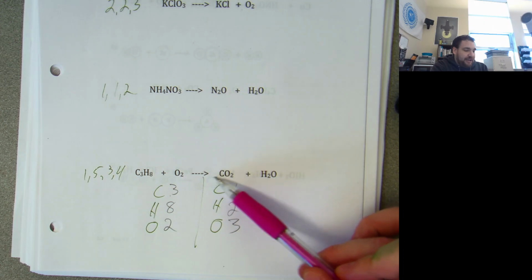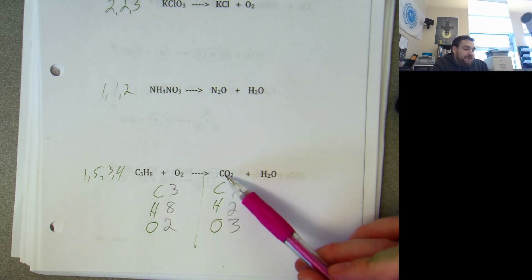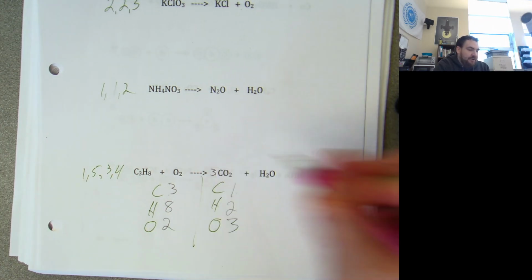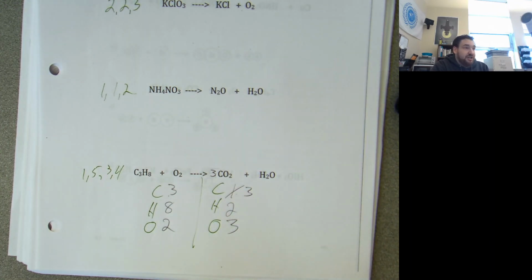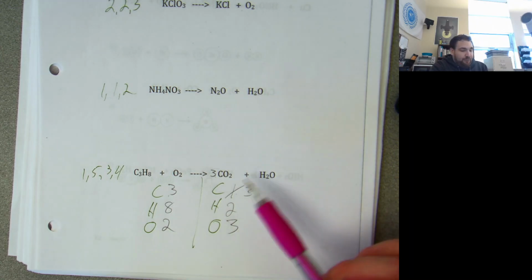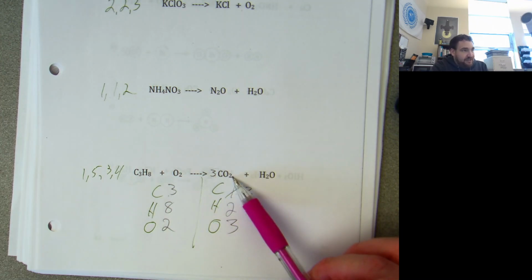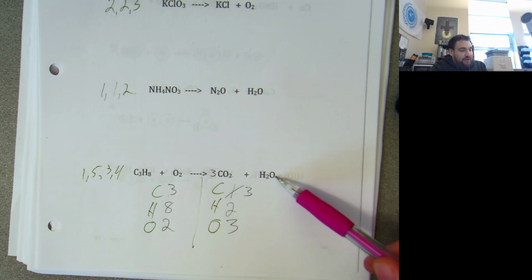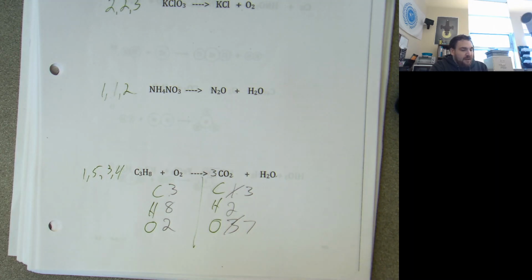I need to put a number here so that I get 3 carbons. The carbons are coming in groups of 1, so if I just toss a 3 there, that's going to give me 3 carbons. But it's also going to change the number of oxygens. Every time you change a coefficient, you've got to recount everything. So 3 times 2 is 6, plus the 1 oxygen over here is going to give me 7. My recommendation for y'all was to leave oxygen to the absolute end, so let's go fix the hydrogens.